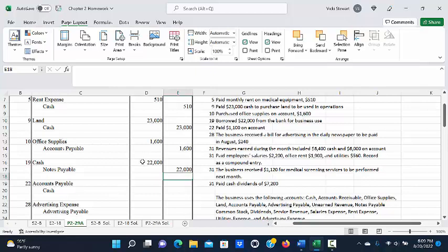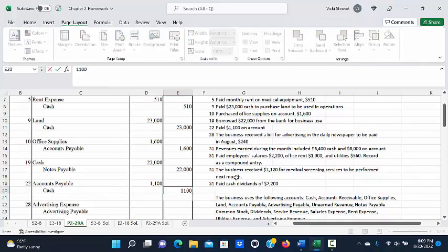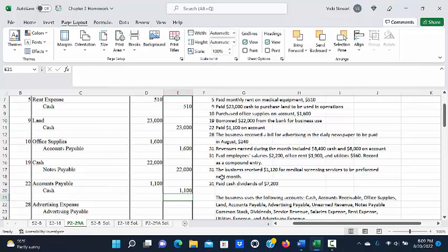Next, it states that we paid $1,100 on account. So when a problem states just $1,100, we know we paid cash, and it just says on account, it's referring to accounts payable. If it was saying the note payable, it would state paid $1,100 on note payable. So in this case, we're reducing accounts payable, so we would debit accounts payable for $1,100 and we would credit cash for $1,100.